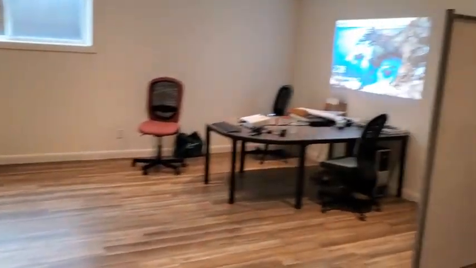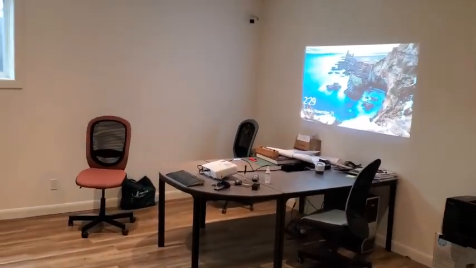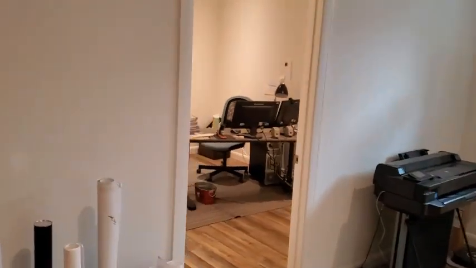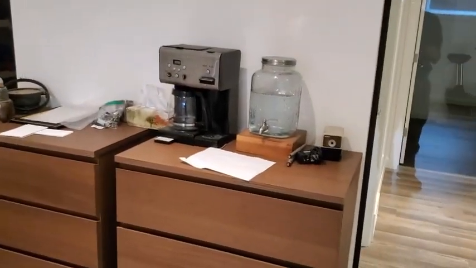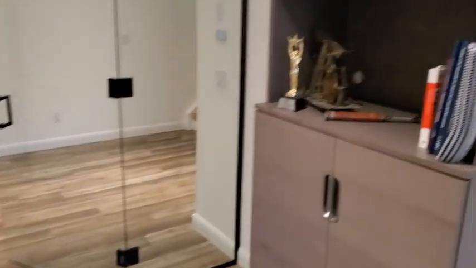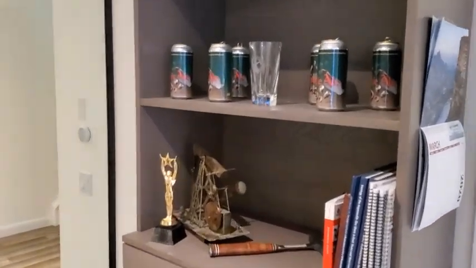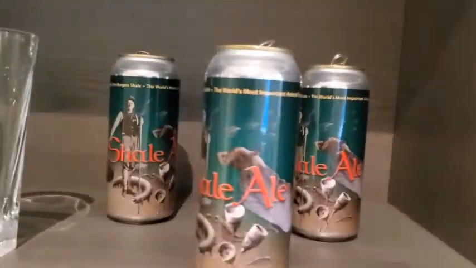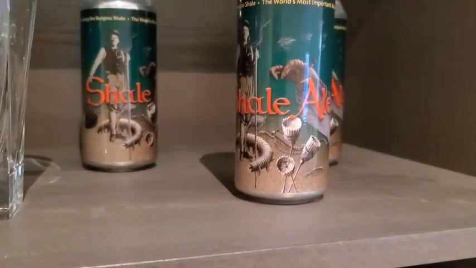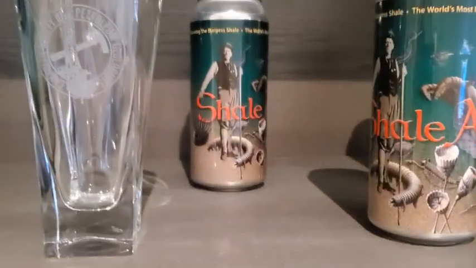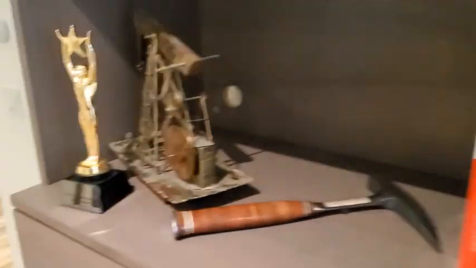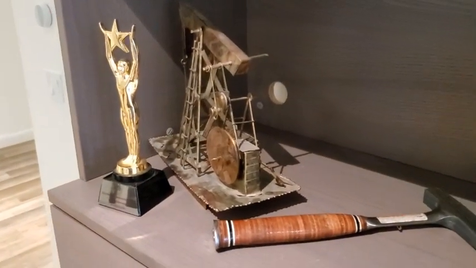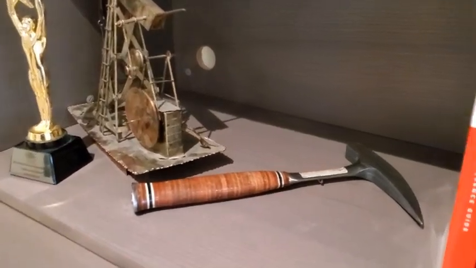So this is the conference area. And that is the office of our petrophysicist. Then here we have an office for an operations geologist. There's the unavoidable coffee machine. Oh yeah, here's some fun. Shale ale. And then our drill, our well, and the geological hammer.